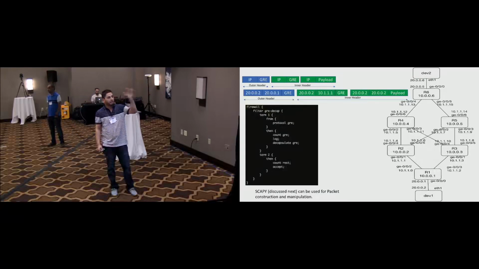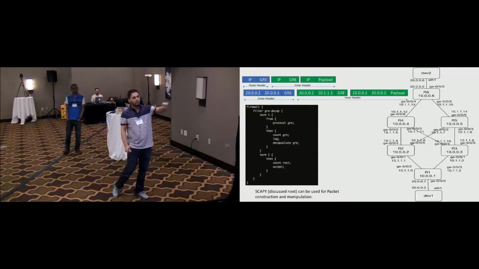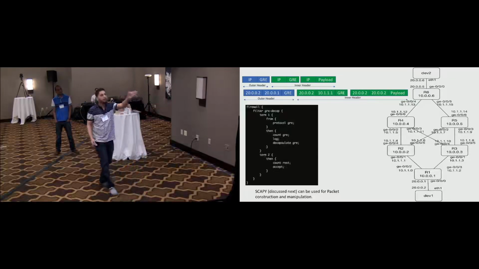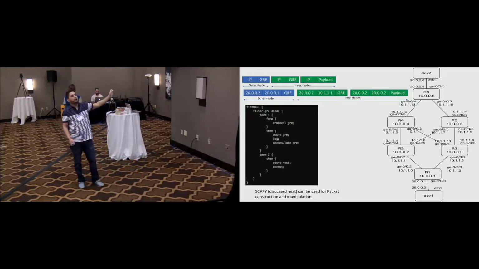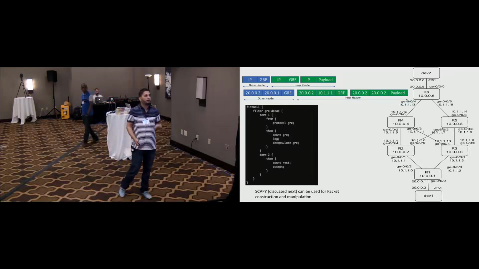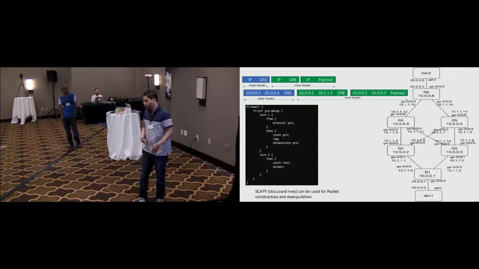Since the destination is the directly connected interface of R1 to R2, it will make sure it goes from R1 to R2. And then when it reaches R2, the second outermost header will get decapped. So now there's a packet that has source 20.0.0.2 and destination 20.0.0.2 as well. So it gets routed back to the Dev1 box.